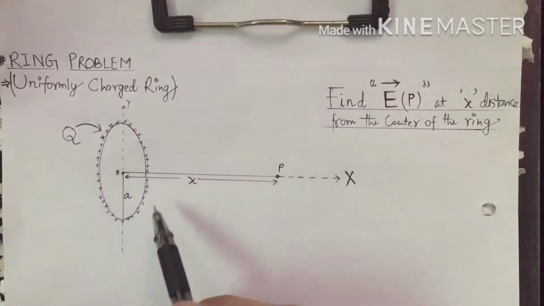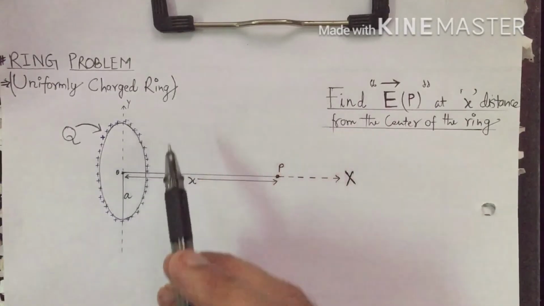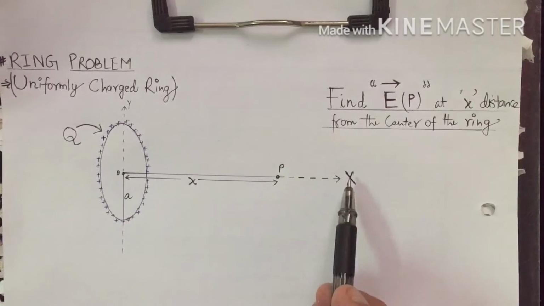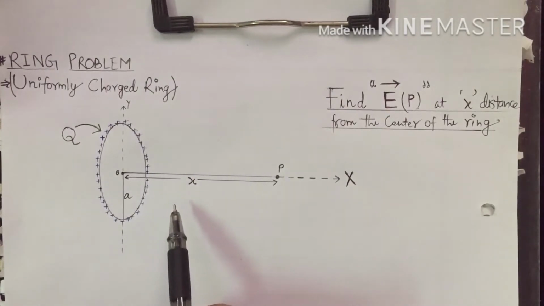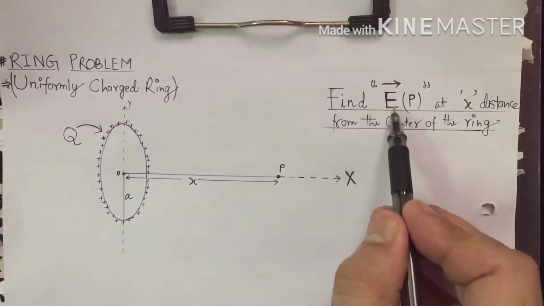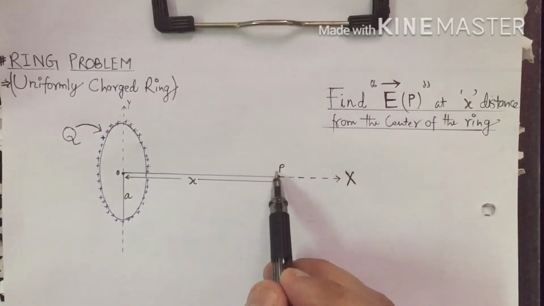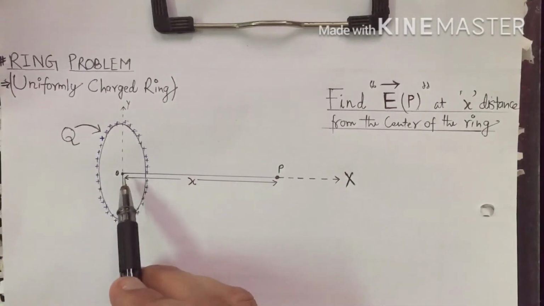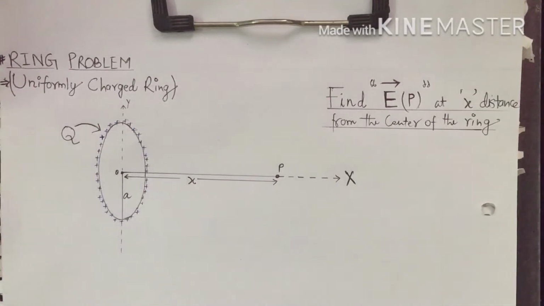The ring is along the y-axis as we can see, and the axis of the ring OP is along the x-axis. So we can see from the figure. We need to find the electric field at point P, which is at a distance x from the center of the ring.